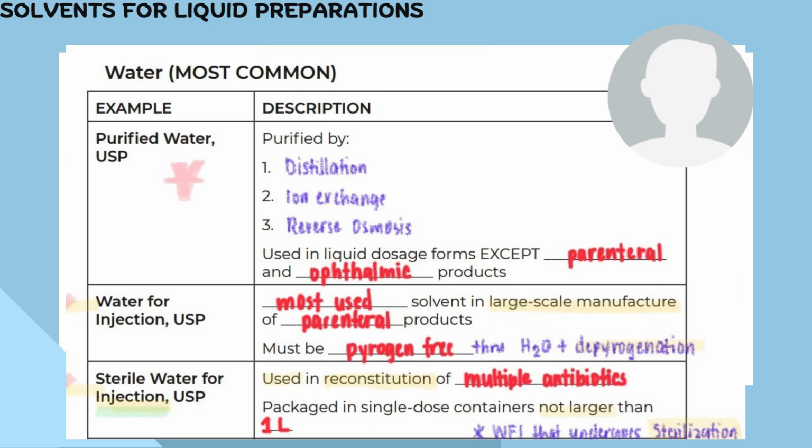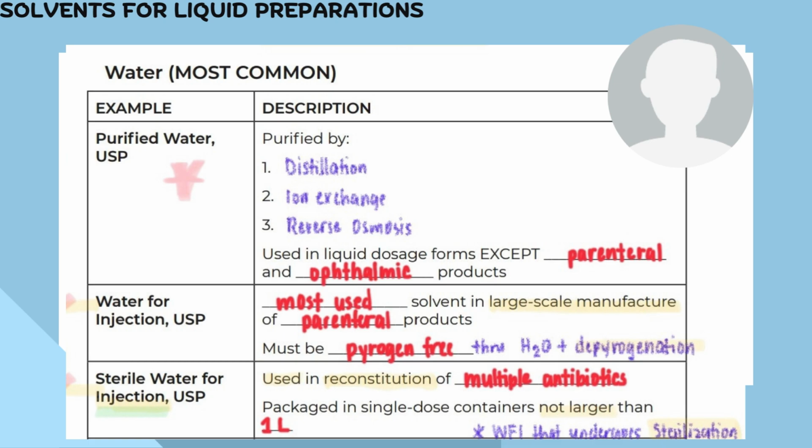Now let's move on to water for injection USP, or the WFI. This one is used mainly for parenteral products, meaning products that are injected into the body, like IV fluids or injectable drugs. It is the most commonly used solvent in the large-scale manufacture of parenteral preparations. Important characteristics: it must be pyrogen-free.